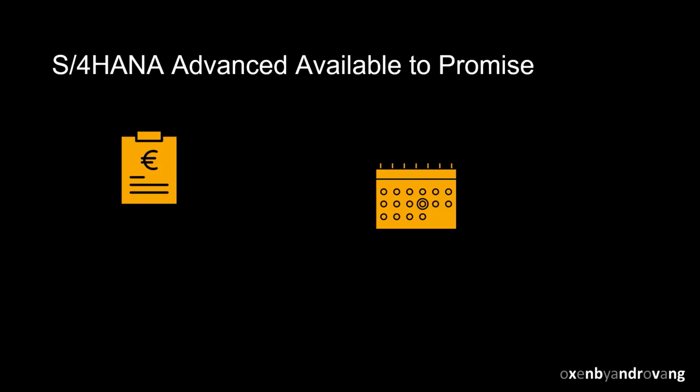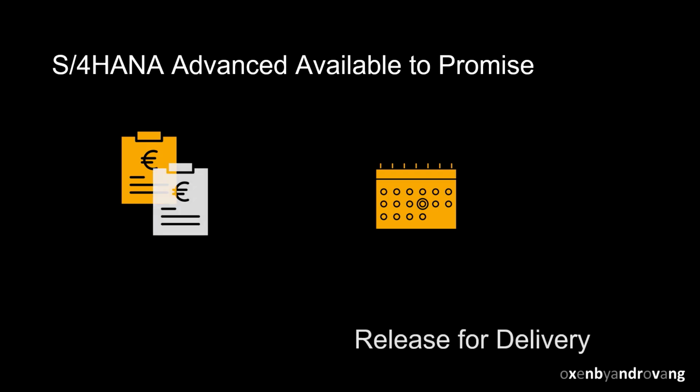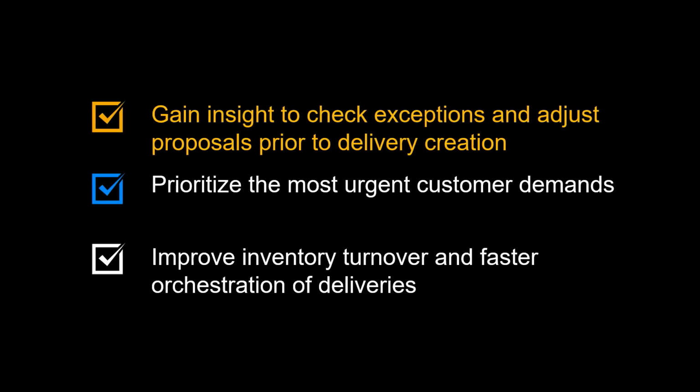Hello. Welcome to this video, in which we will look at how release for delivery will help you prioritize your most important deliveries in S/4HANA. We will start by examining the benefits to be achieved by using the release for delivery app. The app shows exceptions and allows adjustment of proposals prior to delivery creation, being able to prioritize the most urgent customer demands, while improving inventory turnover and faster orchestration of deliveries.